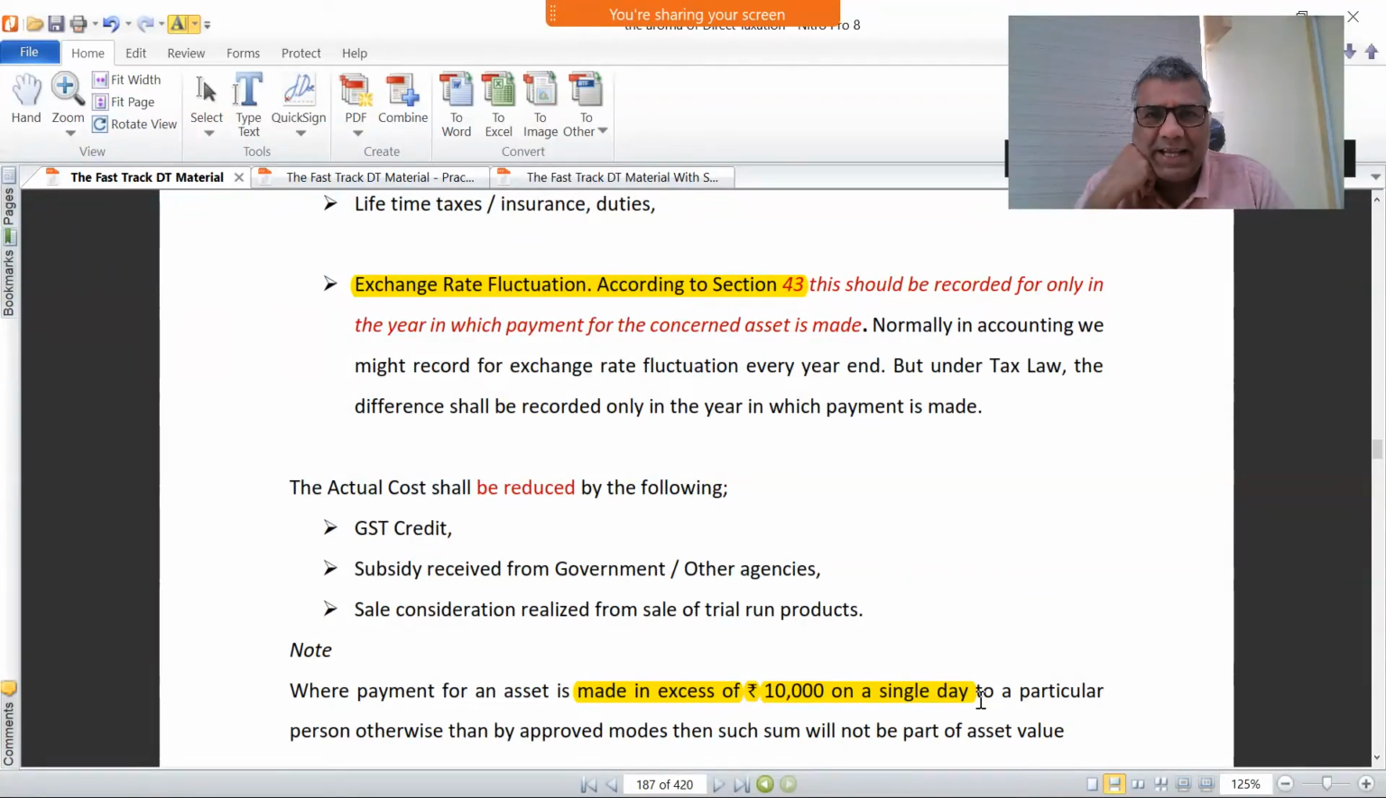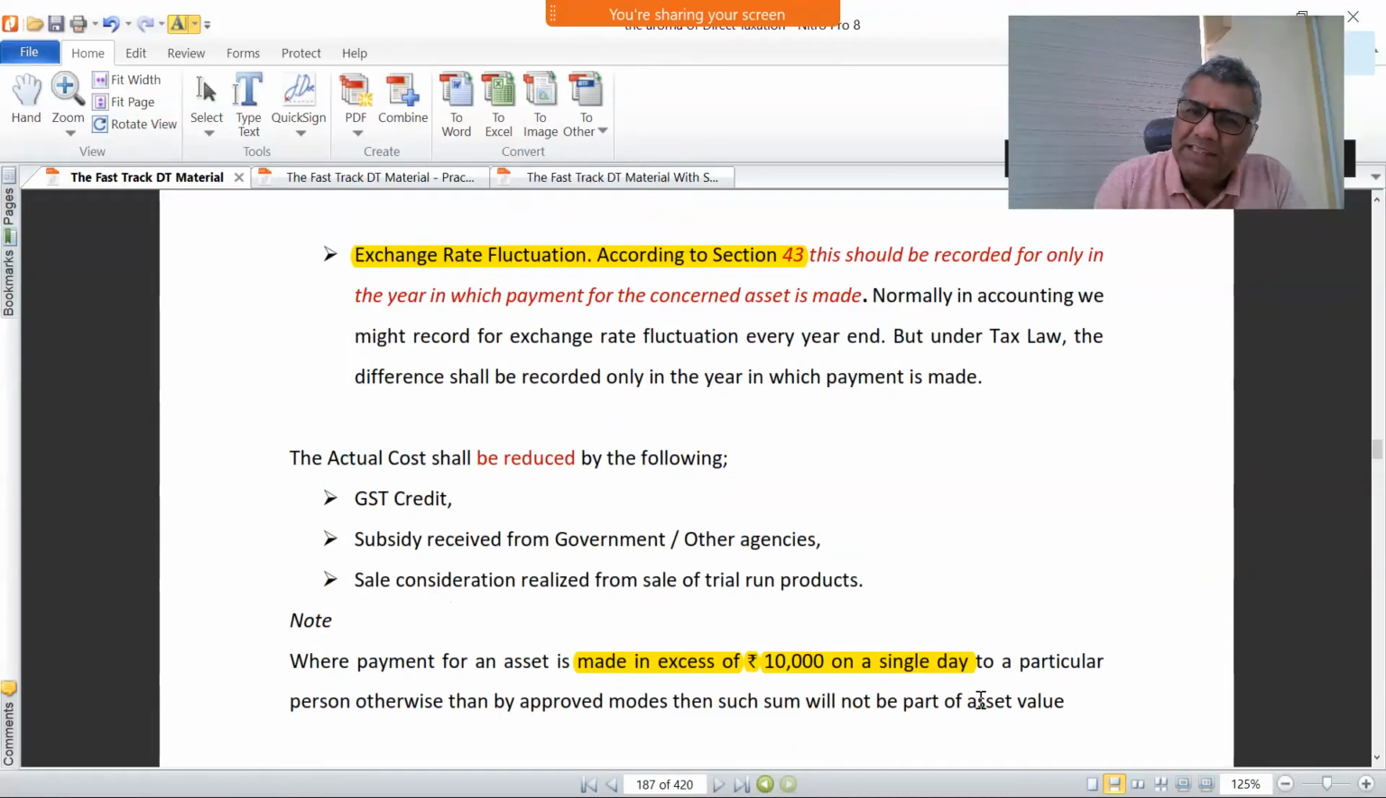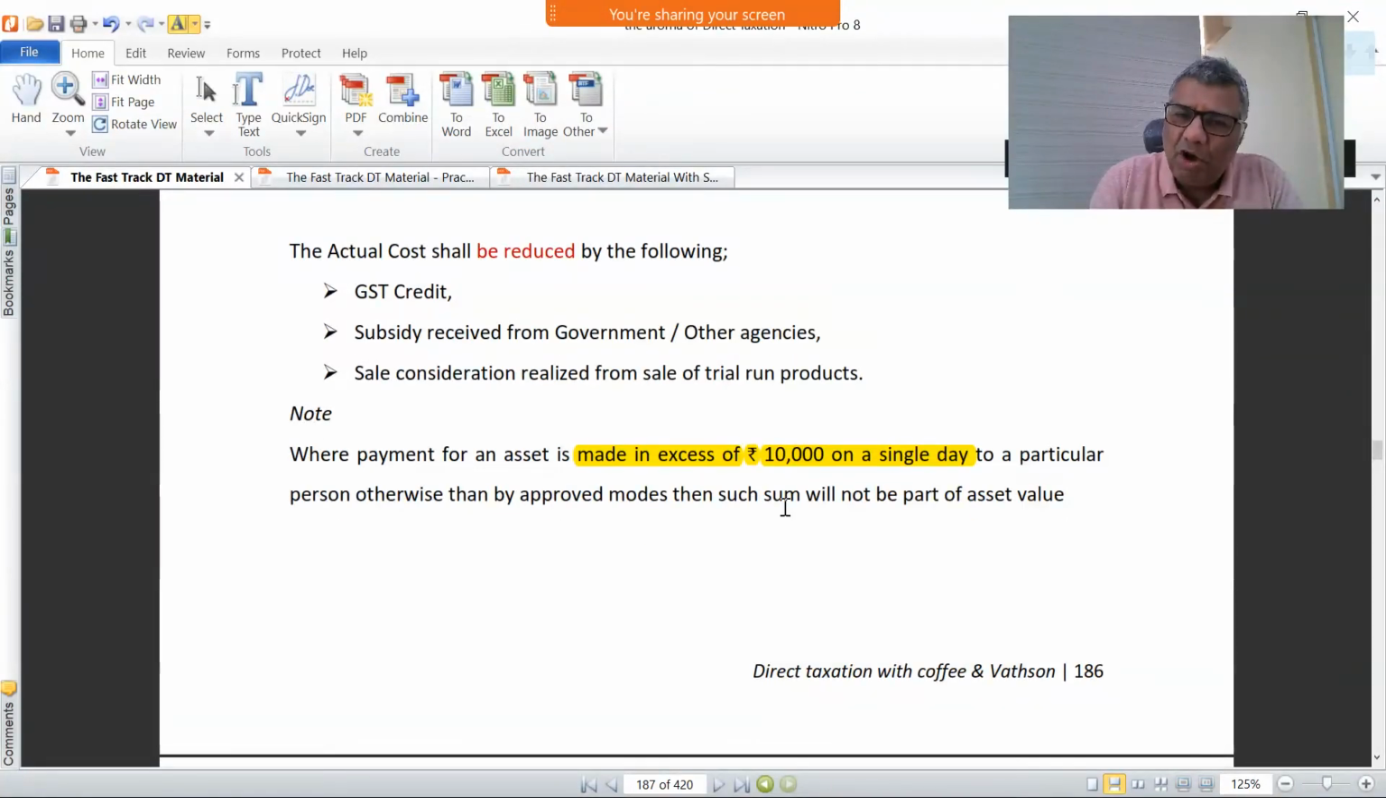On a single day, in excess of 10,000 by unapproved modes. Unapproved modes are cash, bearer check, crossed check. Then such sum will not be part of the asset value at all. It will not be recorded as addition.